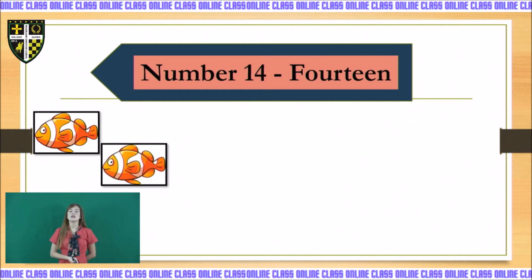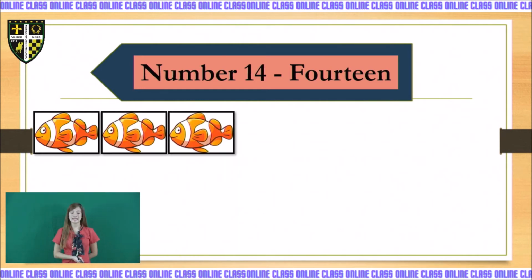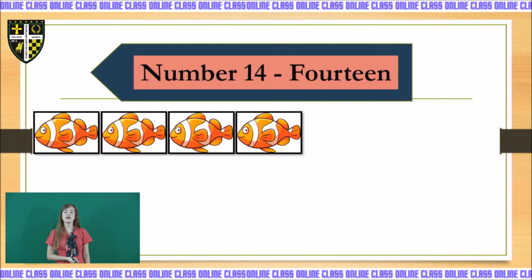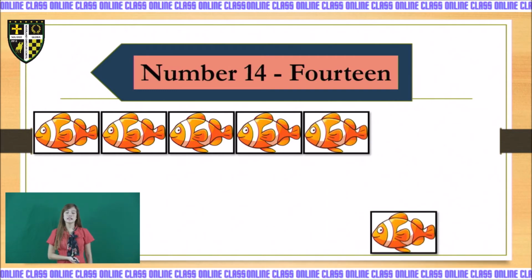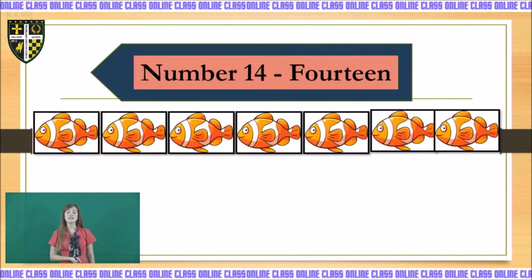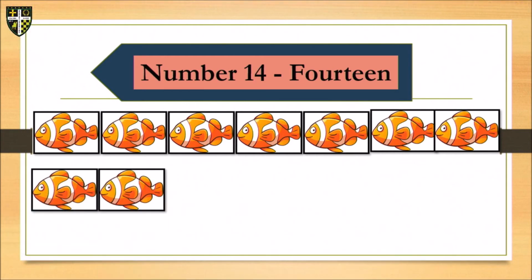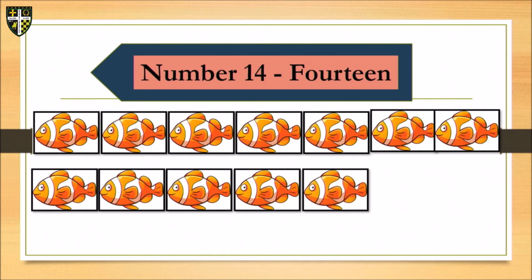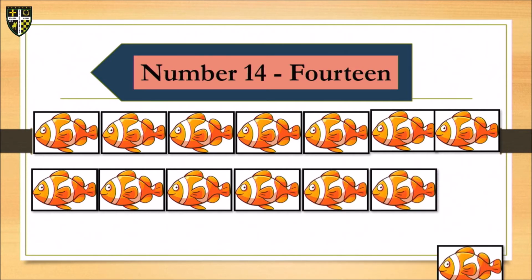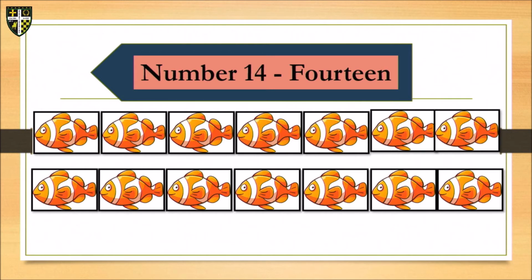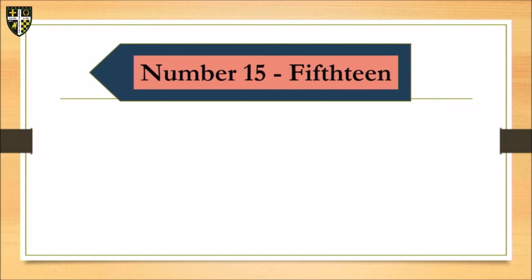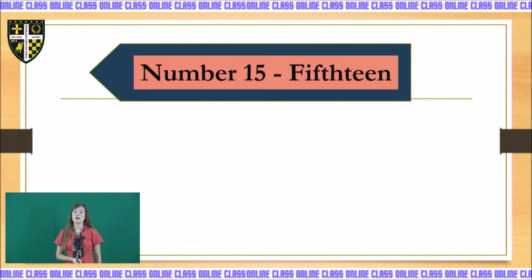1, 2, 3, 4, 5, 6, 7, 8, 9, 10, 11, 12, 13, 14. We have 14 fish. Again, kids, we have 14 fish. Now, after number 14, we have number 15. Again, kids, we have number 15.